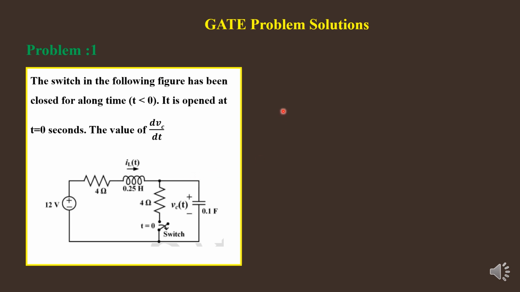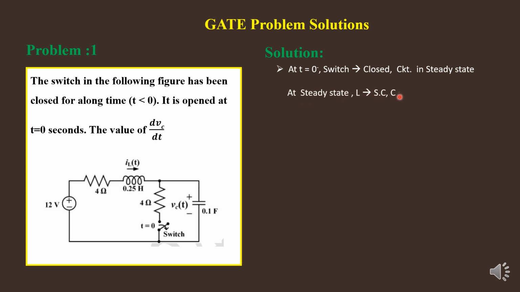Let me start solving the problem. First I have taken the initial condition, that is the switch at t equal to 0 minus, which means t less than 0. At the initial condition the switch is closed, so at the closed condition the circuit attains steady state. At the steady state the inductor can be short circuited and the capacitance can be open circuited.